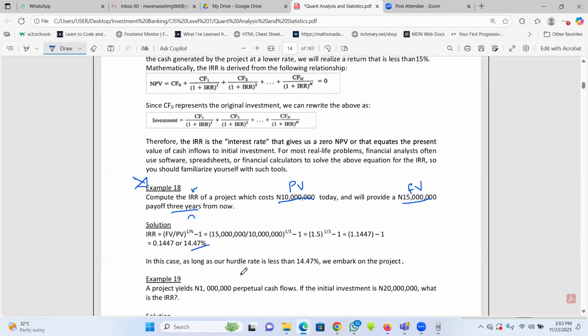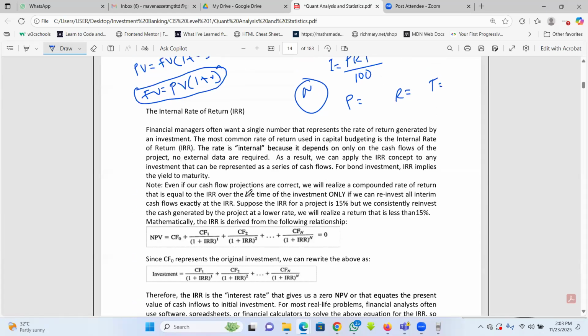Now, again, maybe I didn't say this earlier, but the IRR is the rate at which your NPV must always equate to 0. The internal rate of return. I'm trying to see.